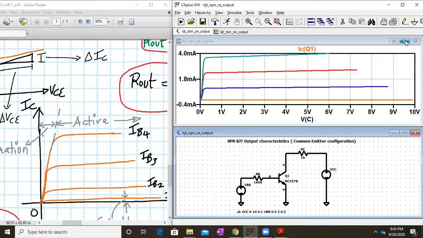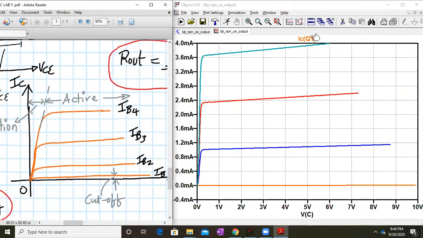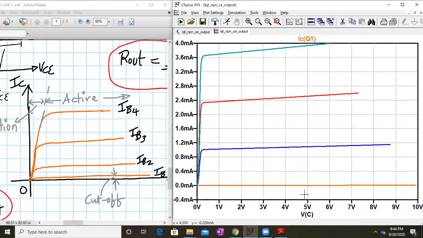Now, these are my output characteristics as predicted. As you can see over here, for different values of IB, you are getting these characteristics. Now you see that the transistor is in the cutoff region, correct? Let me place this here. You can see the orange line is on the x-axis, and the current is around 5.01 microampere. That is the current flowing when the transistor is in the cutoff region. It's almost on the x-axis if you can see the orange color curve.